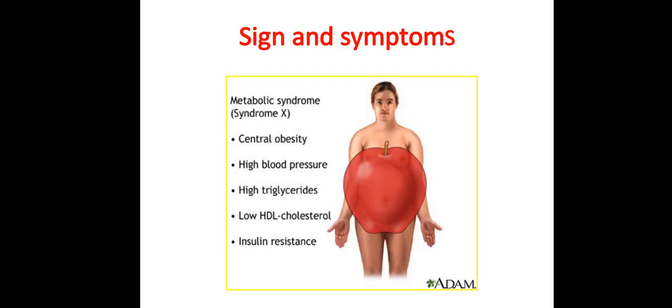This slide, as you see, shows the signs and symptoms associated with metabolic syndrome. First of all, there is central obesity, apple-shaped obesity. Patients with metabolic syndrome also have high blood pressure, a high level of triglycerides, a low level of high density lipoprotein cholesterol, and insulin resistance.